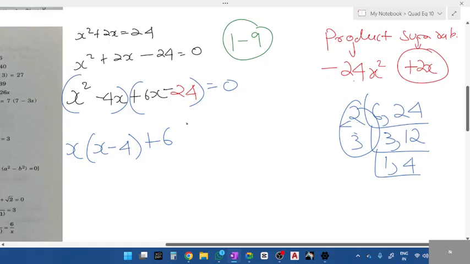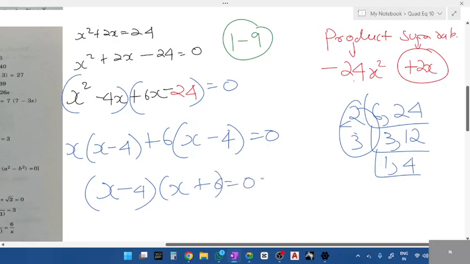Do it like this, student. 6. In the bracket, will you get x minus 4 or x plus 4? It is x minus 4. Now, what is common? Next, what's the next step?